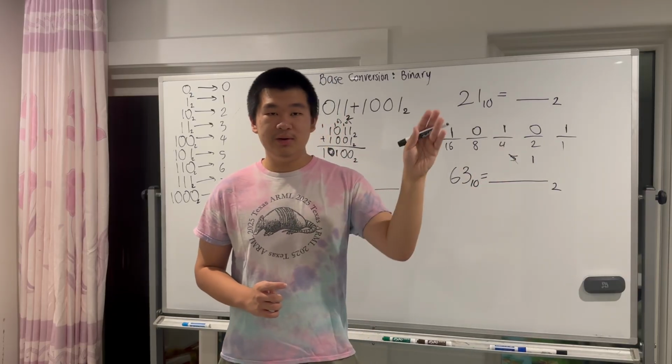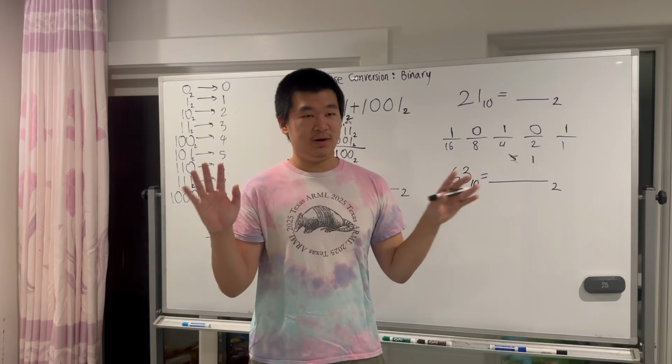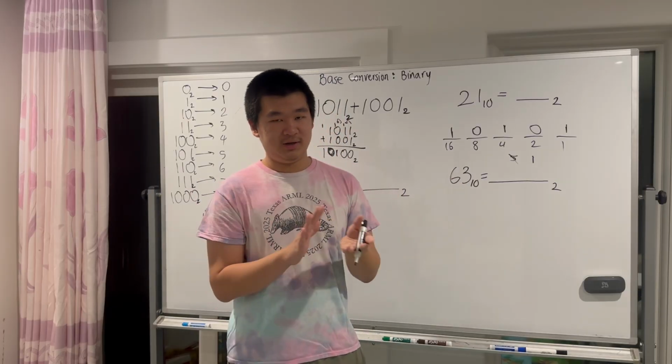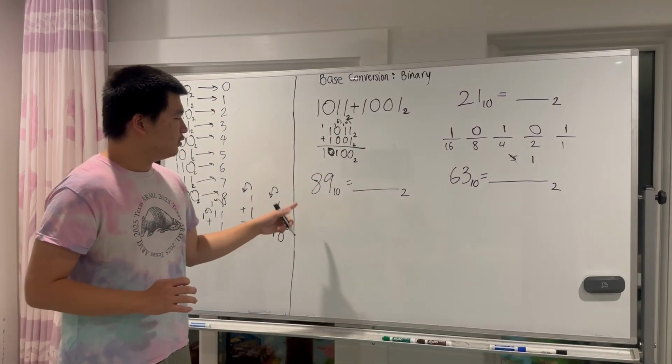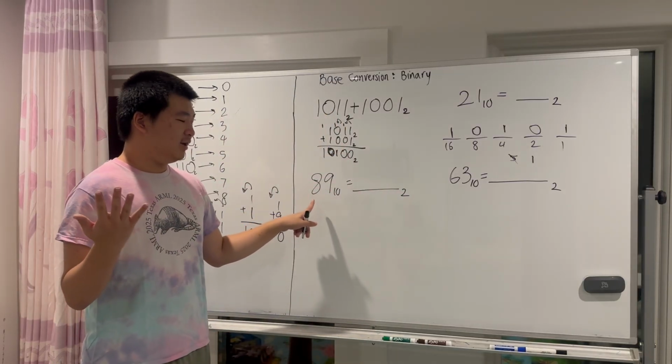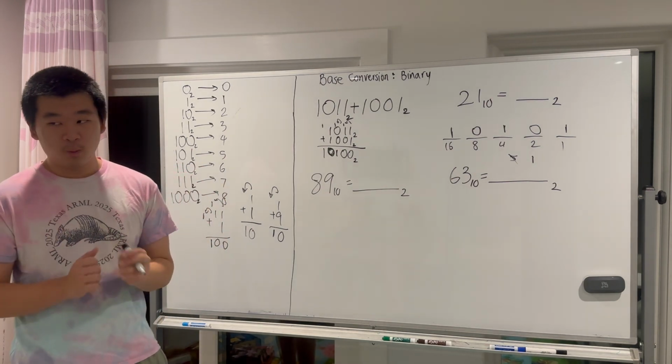So really, it's just going down the list of powers and saying, okay, does this fit? Yes, write a 1, subtract. No, write a 0, go to the next digit. That's really it. So, let's just try it again with 89. So 89, once again, is a bigger number. And here we're going to have even more digits.